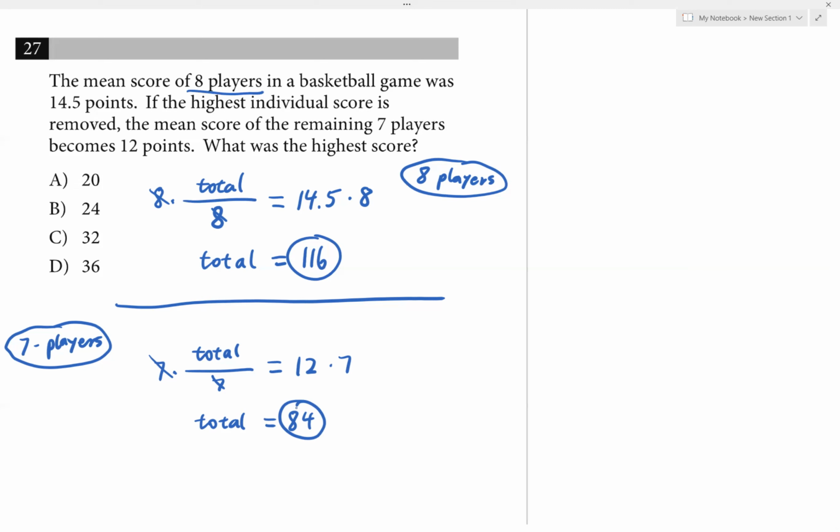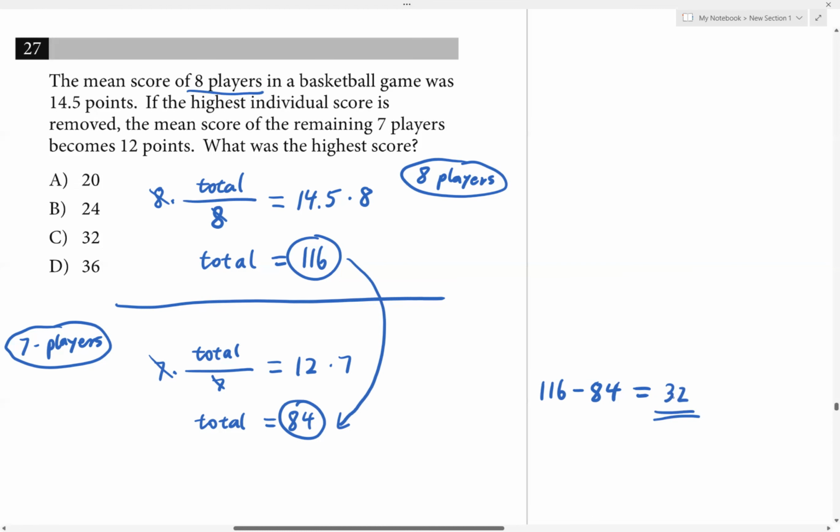Now we can compare these two numbers. With 8 players, the total is 116. Now we remove a player, we have 7 players, and we get 84 for our total. So how many points does it decrease? We go down by 116 minus 84. The change here is 32 points. So when we remove 1 player, the total decreases by 32.